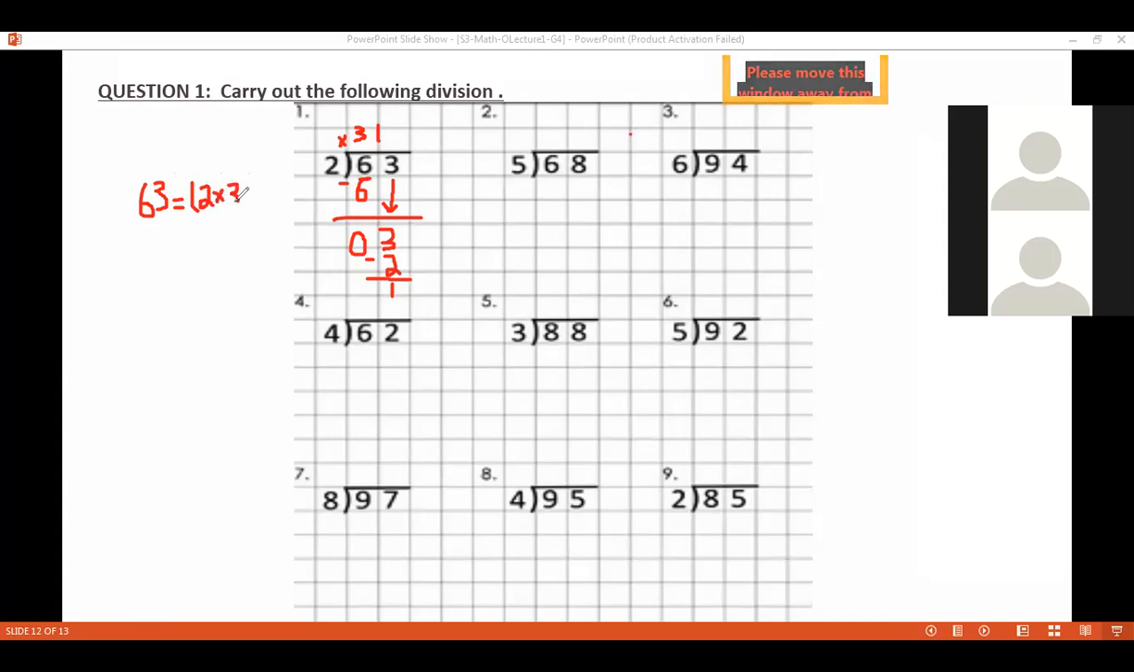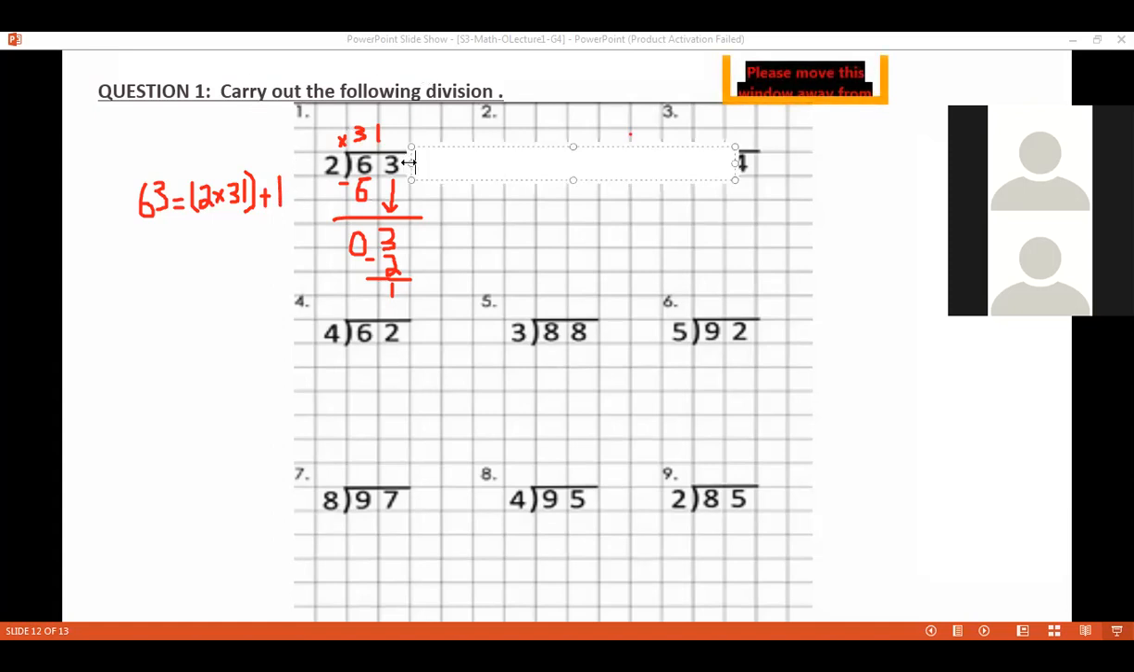Two times 13. Since we came back on Friday, we forgot everything we took before Friday, right? Bravo. 2 times 31 plus the remainder, which is 1. Let us remember together.